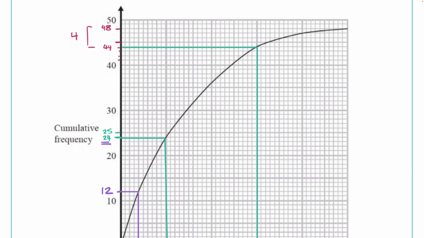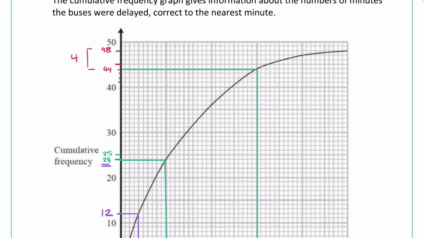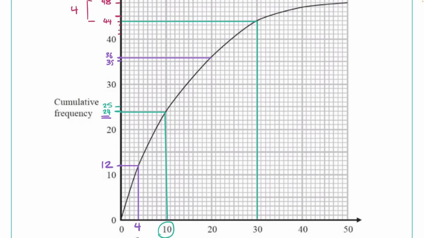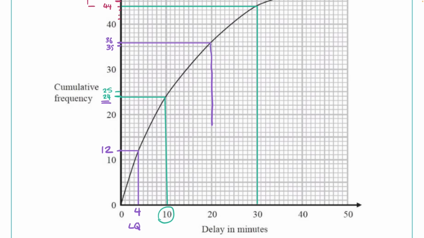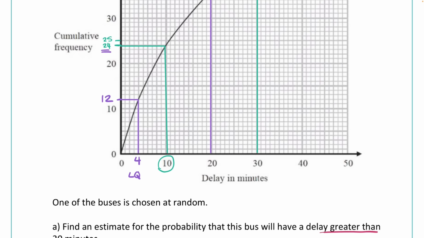I'm going to do the same for the upper quarter. I'm going to add 12 to 24. So go across from 36, just there. That's 35, 36 just above. I'm going to go across. And I'm going to go down and read my upper quartile. Again, that comes out as a really nice number there. We get 20 as the upper quartile.